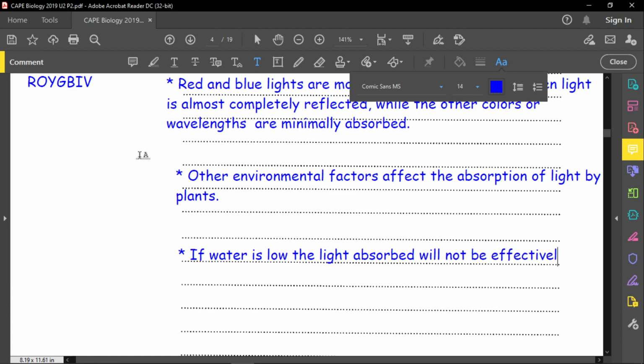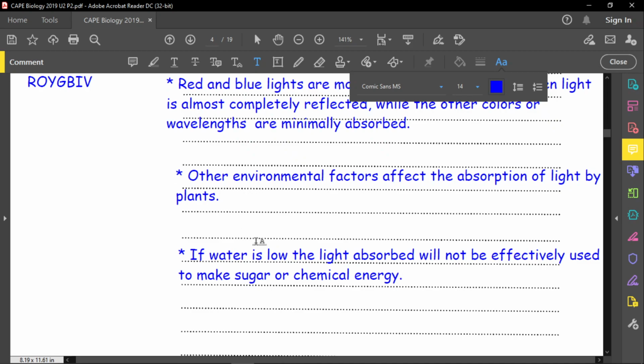So even if the plant absorbed enough light that it needs, because of the limited amount of water, the light cannot be effectively used to convert water and carbon dioxide into sugar, or chemical energy. All right, so that's very important right there. That's a point right there.